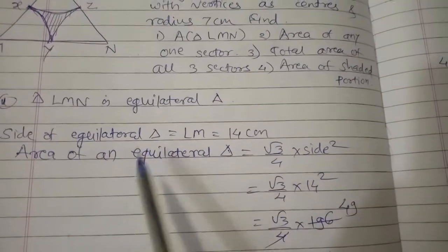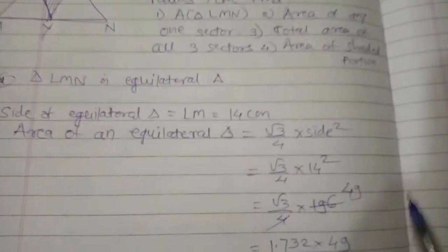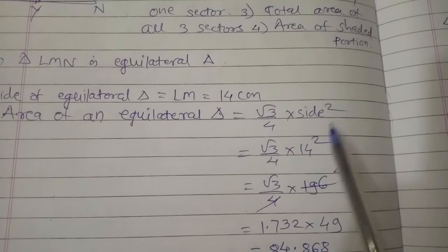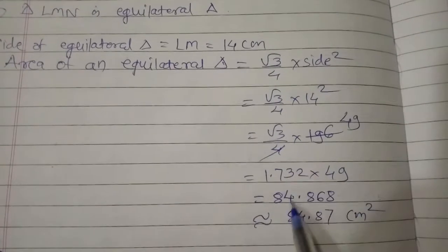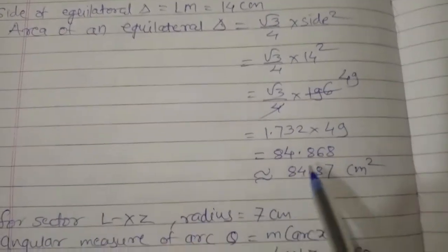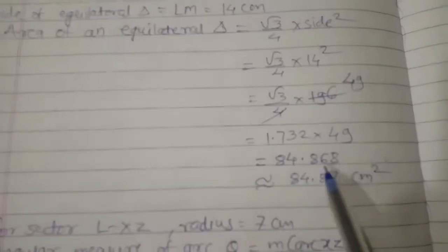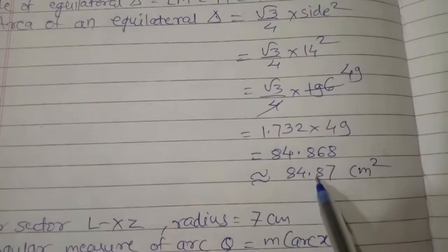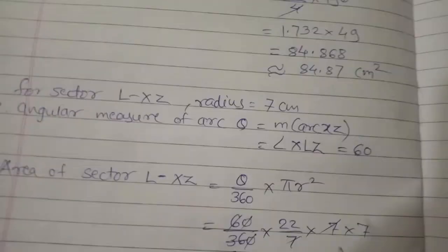So the formula of area of an equilateral triangle is root 3 upon 4 into side square. So root 3 upon 4 into 14 square. You are given the side. So by putting the value, root 3 is 1.732 into, by reducing this we'll get 84.868, and converting to 2 decimals, so 84.87 centimeter square. So this is the area of equilateral triangle.